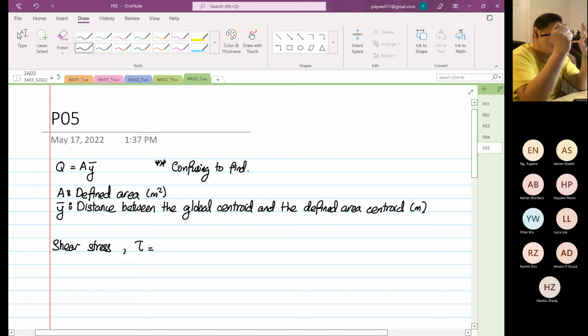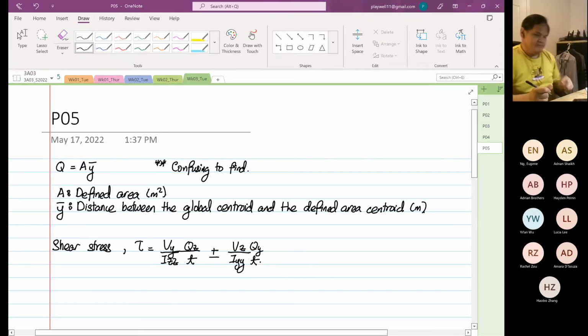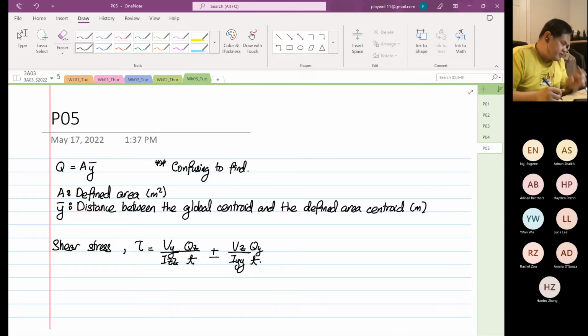So you can have y or z. Okay, so Vy, and I want you to look at the formula. So Vy over Izz, Qz divided by T. Now this can be plus or minus. Vz over Iyy, Qy divided by T. The only thing that you see now is T.